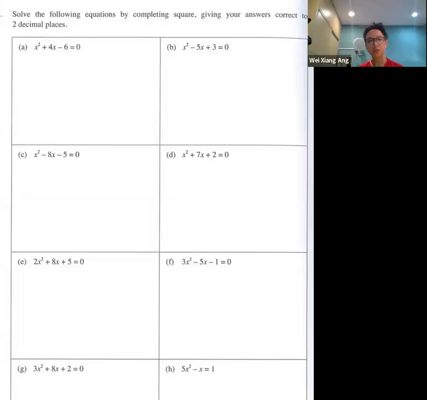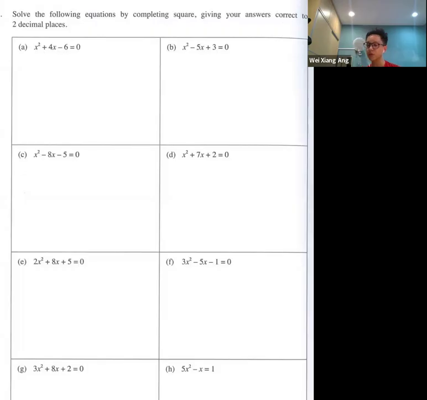Okay, so this question says solve the following equations by completing the square, giving answers correct to 2 decimal places. If you try to factorize this expression, you can't. You can try all sorts of combinations, it won't work. So under this situation, you have two options left. Either you complete the square or you use something called the quadratic formula. I will go through the quadratic formula next week.